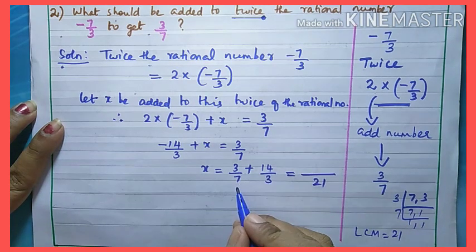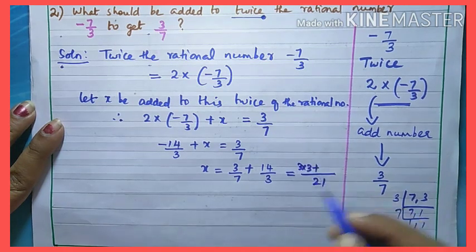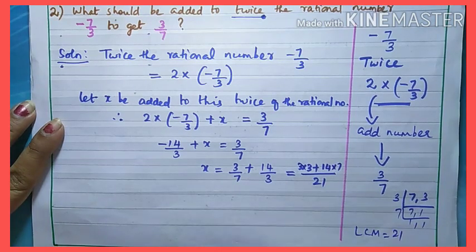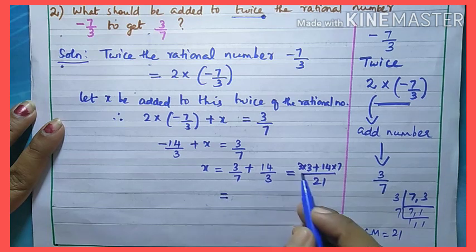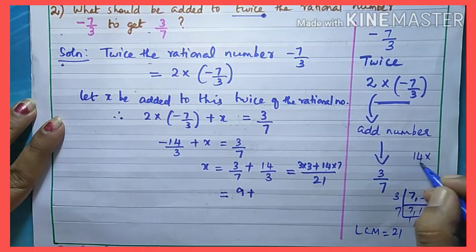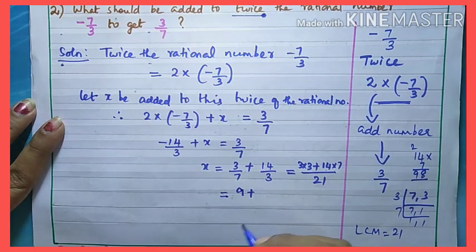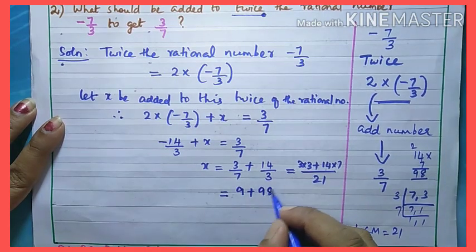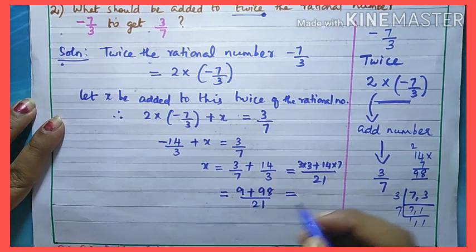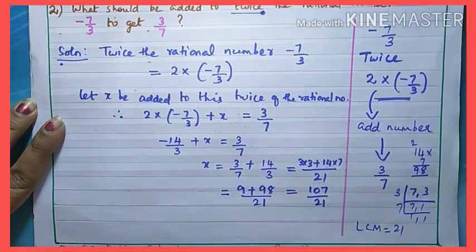Now first numerator you see 7 into 3. Correct? So 3 into 3 numerator, and here 3 7s are 21. So numerator multiply by 7. Okay. So what is the next step? What is 3 into 3? 9. What is 14 into 7? 4 7s are 28. Balance 2. 1 into 7, 7 plus 2, 98. So 98 by 21. And what is 9 plus 98? Yes, 107 by 21. Okay, so we got the answer now.